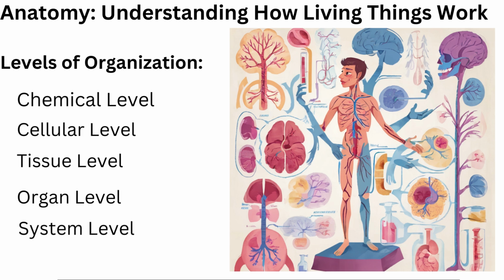System level. Organs work together within systems. The human body is organized into various systems, such as the circulatory, respiratory, digestive, nervous, and skeletal systems, each with its own set of organs and functions. Organism level. All the systems working together create a functioning organism.